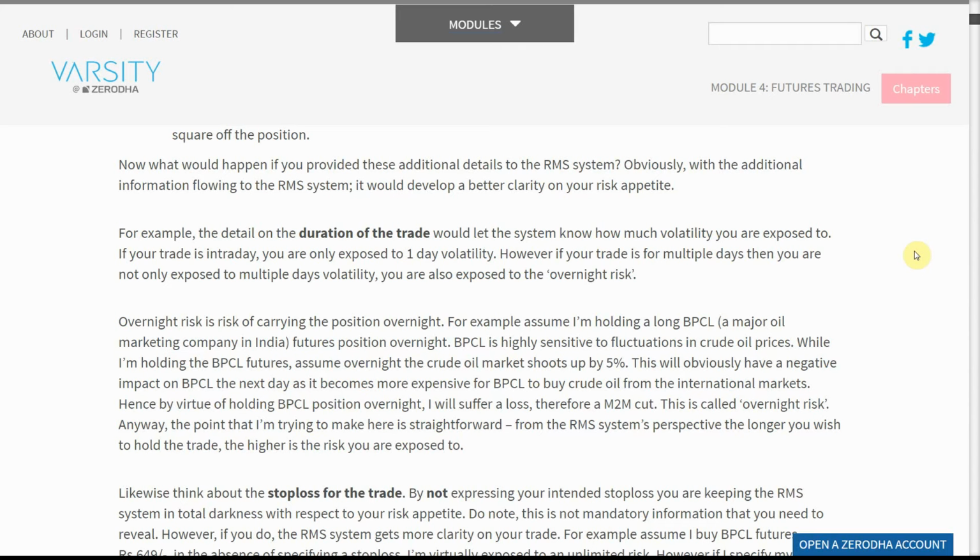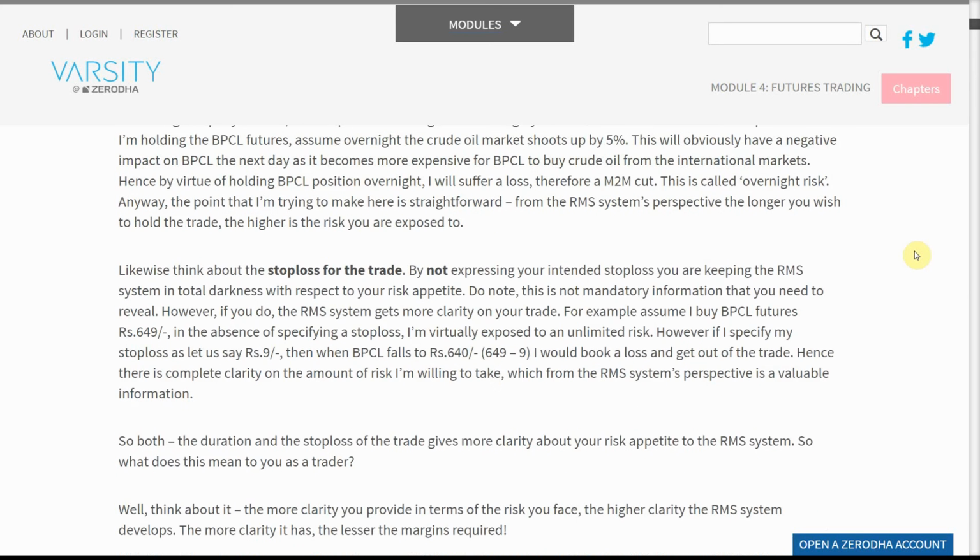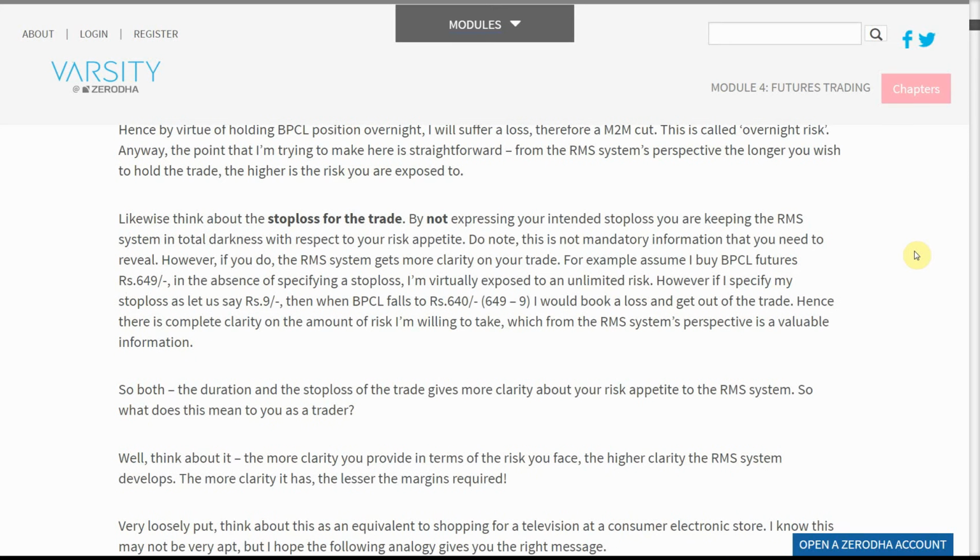Anyway, the point that I'm trying to make here is straightforward. From the RMS system's perspective, the longer you wish to hold the trade, the higher is the risk you are exposed to. Likewise, think about the stop loss for the trade. By not expressing your intended stop loss, you are keeping the RMS system in total darkness with respect to your risk appetite. Do note, this is not mandatory information that you need to reveal. However, if you do, the RMS system gets more clarity on your trade.